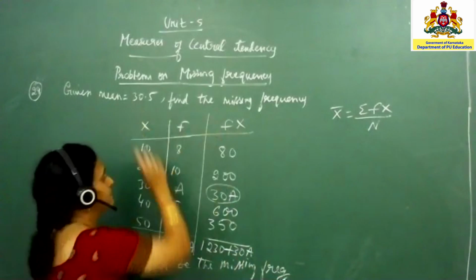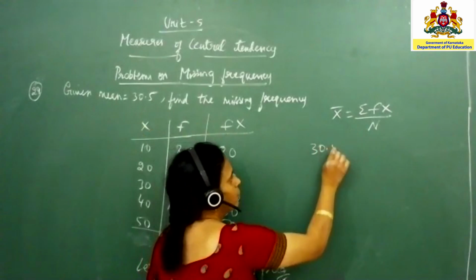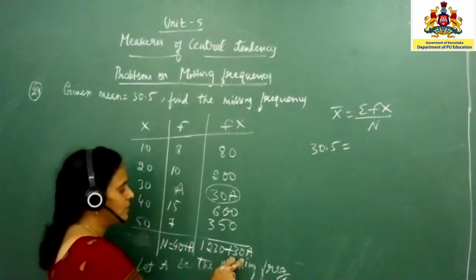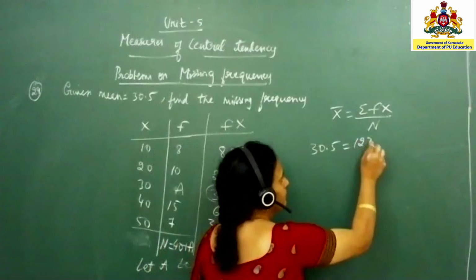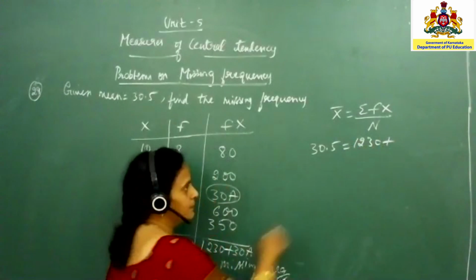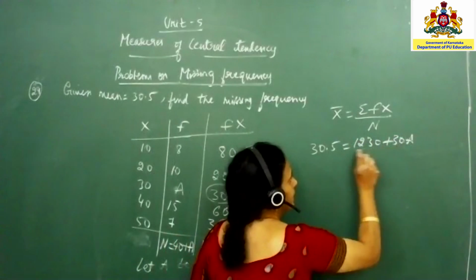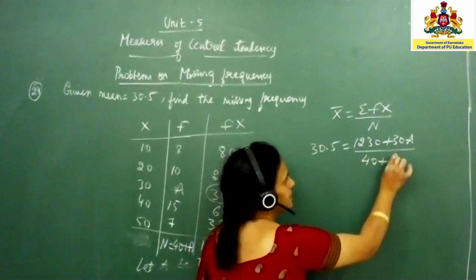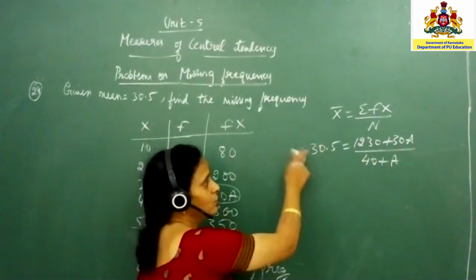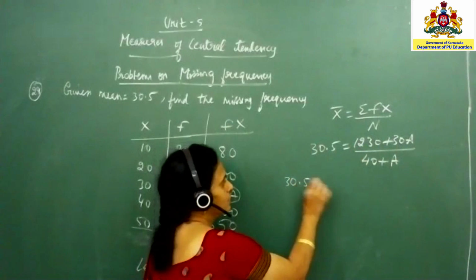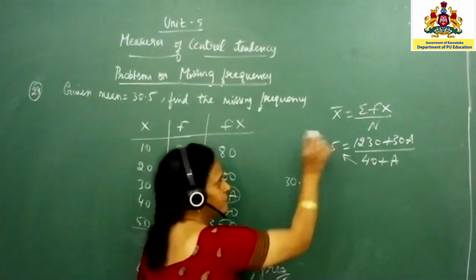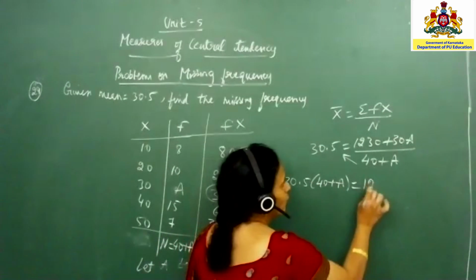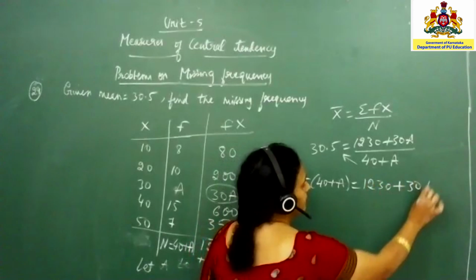Substitution: x bar is given as 30.5, which is the given data. So summation fx, you are getting the total as 1230 plus 30a, divided by n. N is 40 plus a, and this will be 40 plus a. So next step, I have to cross multiply. So 30.5 into 40 plus a goes to the other side, equal to 1230 plus 30a.